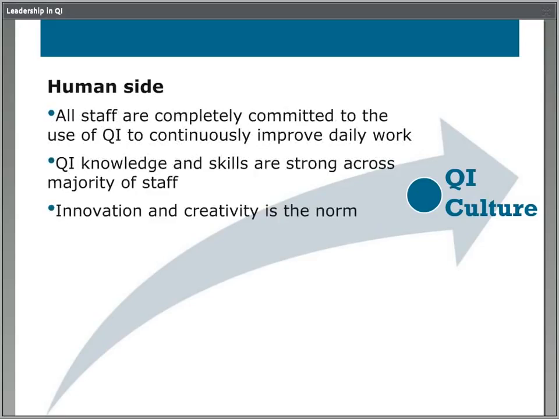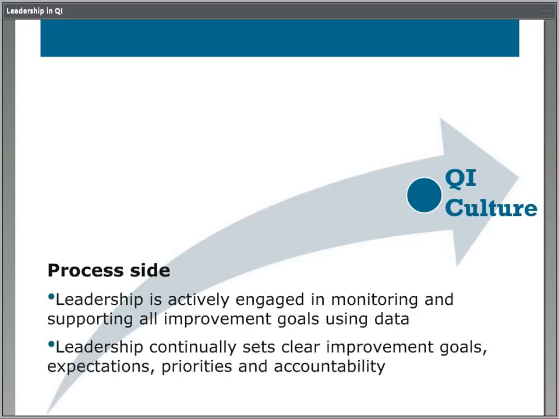So the human side, all the staff are completely committed to use it and continuously improve daily work. And we're seeing now a real vast knowledge and skills. They're strong across the majority of staff. And innovation and creativity is the way to go. For the process, leadership's actively engaged now in monitoring and supporting all improvement goals using data. And they're clearly setting improvement goals and expectations, priorities, and importantly, accountability. So at this point, the roles and responsibilities and accountability is really there.